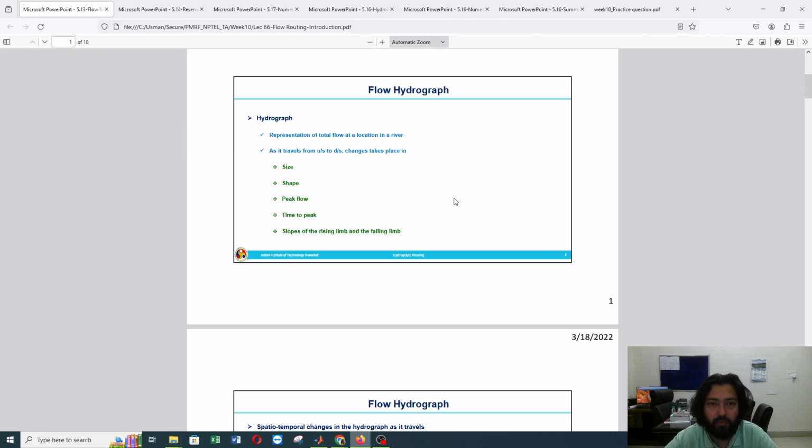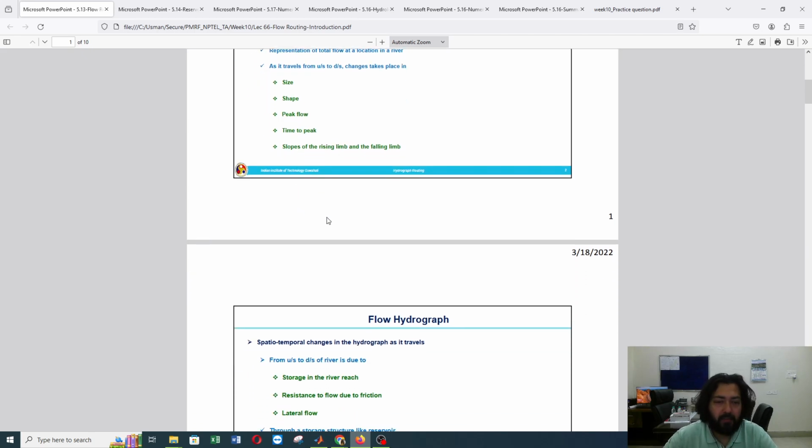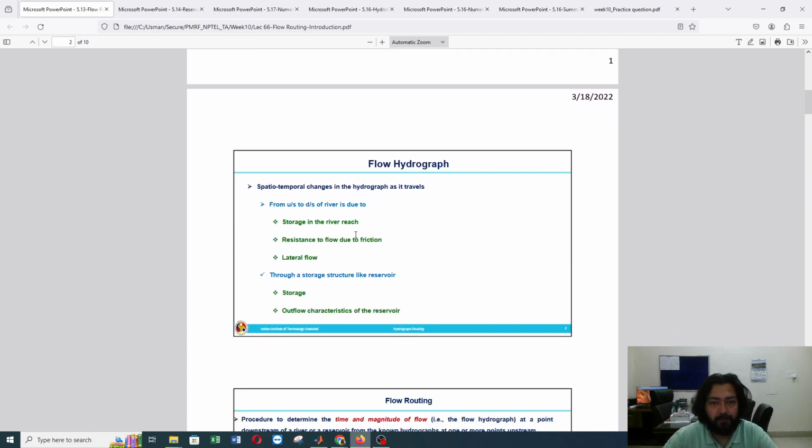As the water moves from upstream to downstream, there are certain changes taking place, and those changes are nothing but the size, the shape, the peak flow, the time of peak, and the slope of the rising and falling limb. These are the characteristics of a hydrograph that change when it travels from upstream to downstream. So why does this happen? Let us see.